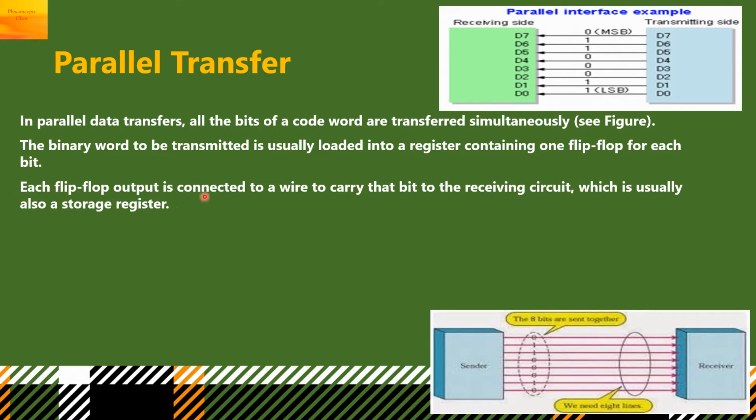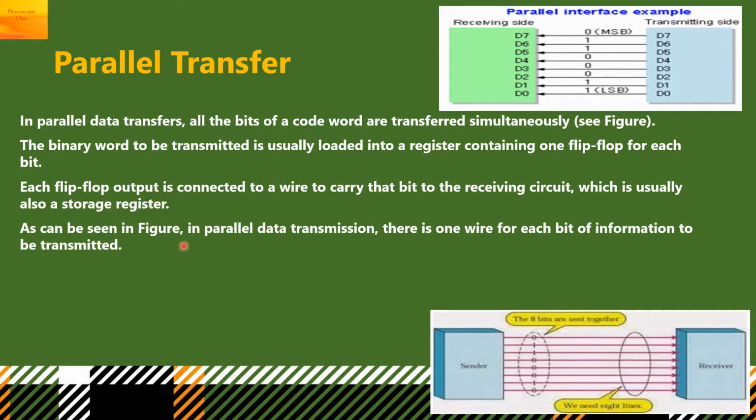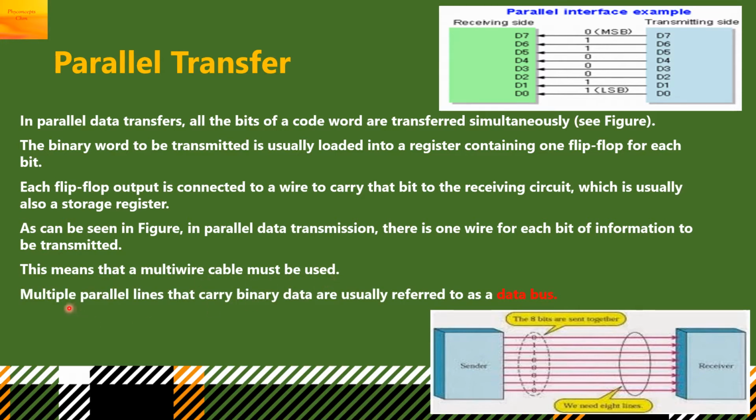Each flip-flop output is connected to a wire to carry that bit to the receiving circuit, which is usually also a storage register. So there is one wire for each bit of information to be transmitted. This means that a multi-wire cable must be used. Multiple parallel lines that carry binary data are usually referred to as a data bus. All 8 lines are referenced to a common ground wire.